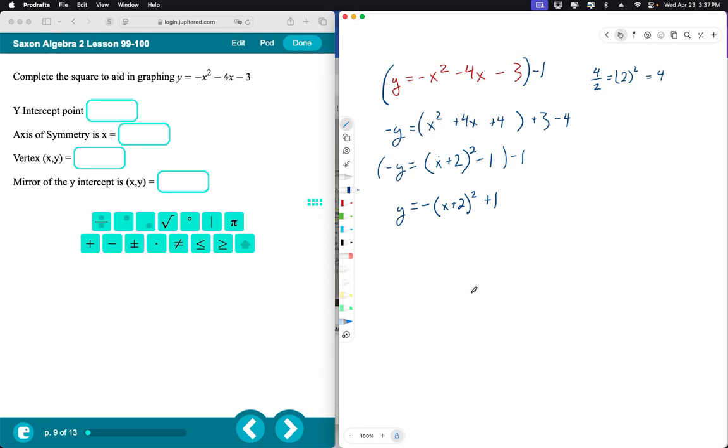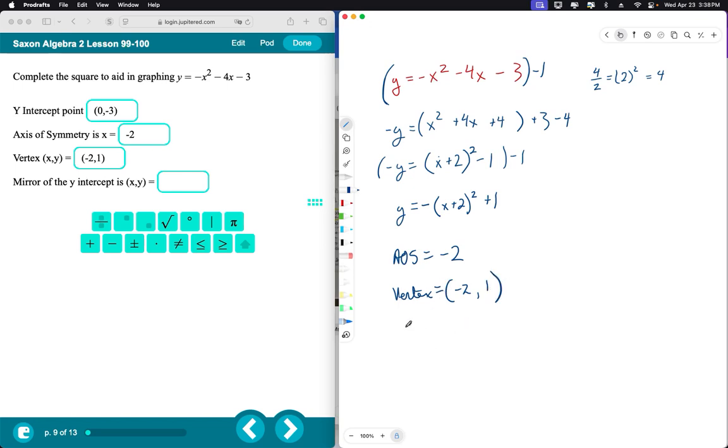All right. Now, y-intercept point stays the same because that is our original number. 0, negative 3. Now, the axis of symmetry is the opposite of this number, so that's going to be a negative 2. The vertex is negative 2, positive 1. So our AOS, negative 2, vertex, going to be negative 2, positive 1.